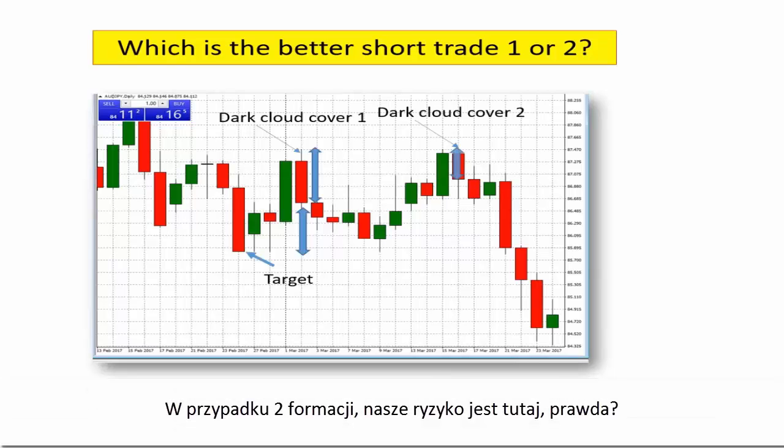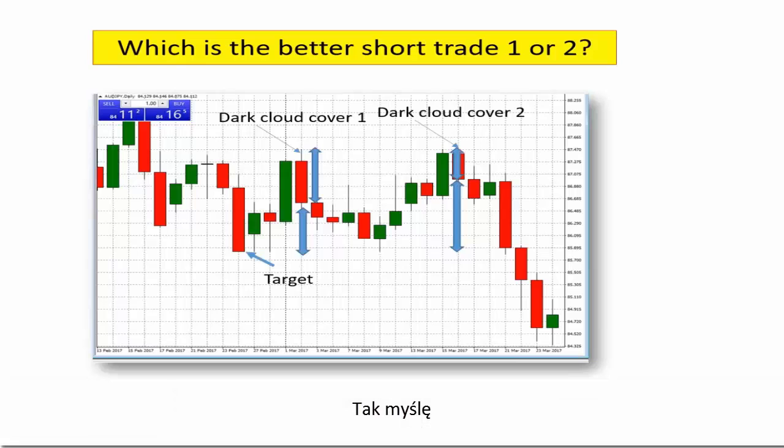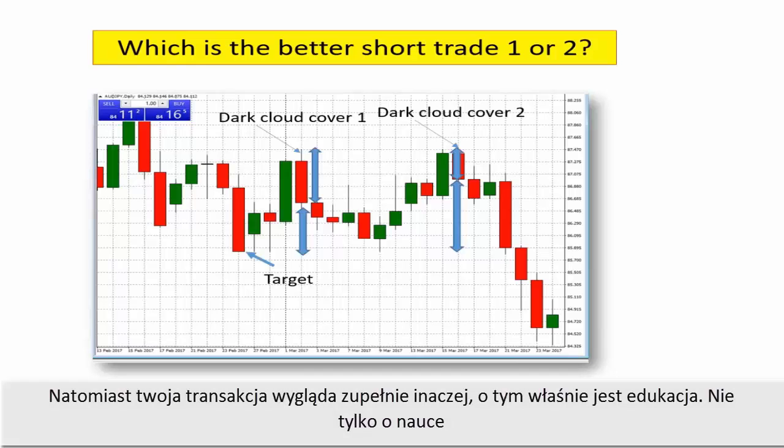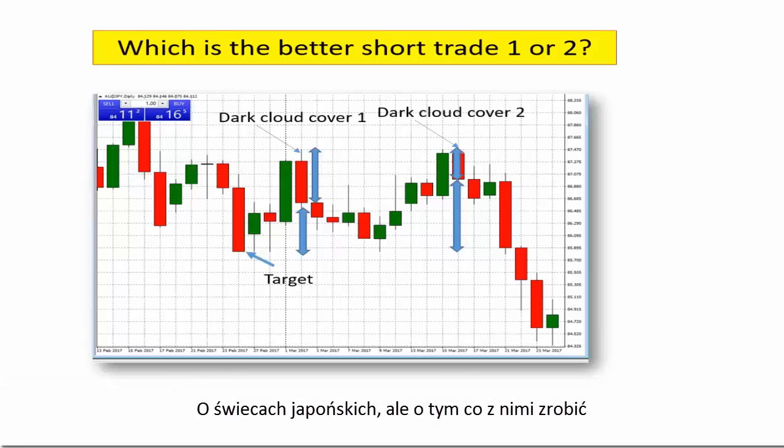Whereas a dark cloud cover here, this is your risk level, your stop, correct? And this is your target. Does that look like a good trade? Yeah, I think so. And this is a great example of how you could have the exact same candlestick signal, in this case, dark cloud covers, and you would trade completely different on them. And this is what our education is all about. It's not just learning about the candlestick signals, it's what to do with them.